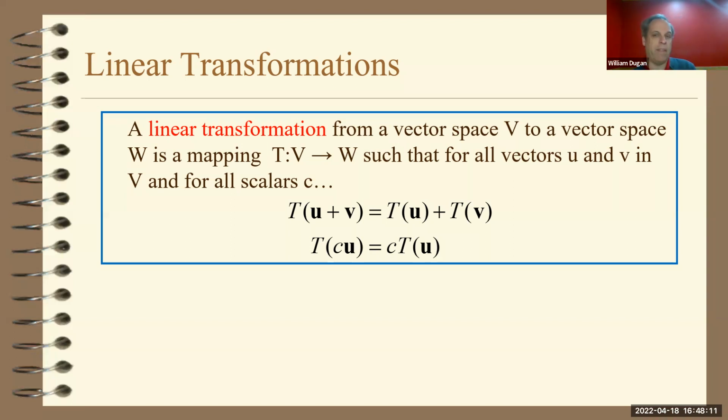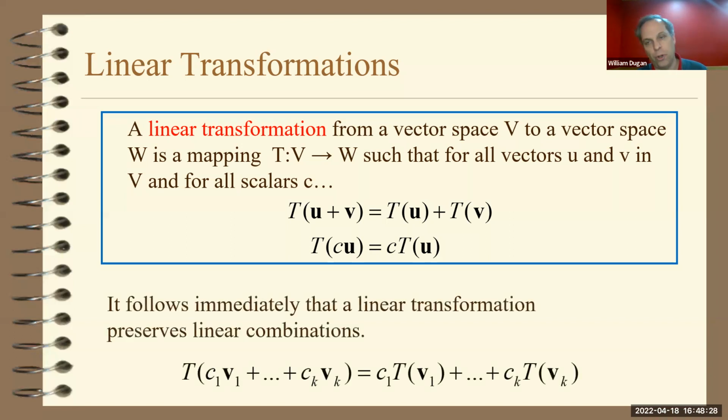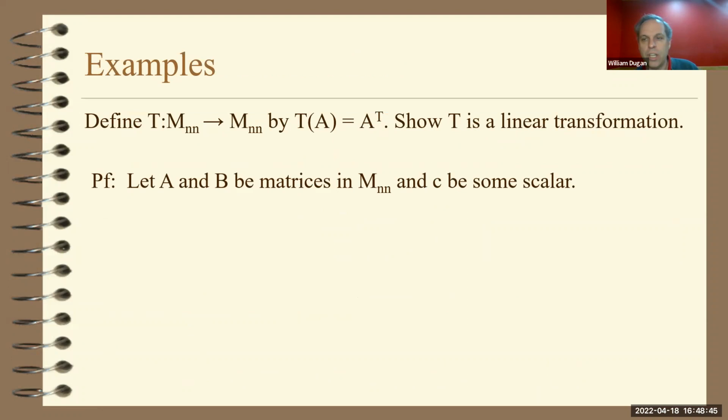So we need two properties to have that be true. The transform of u plus v is equal to the transform of u plus the transform of v. That's the first one. And then the transform of c times u is c times the transform of u. Again, these are the properties we need to preserve linear combinations. So a linear combination in V, once you transform it, becomes a linear combination in W, where the scalars are exactly the same. Of course, the vectors are different, but the scalars you use to form that linear combination are exactly the same. Now, you just need a couple examples.